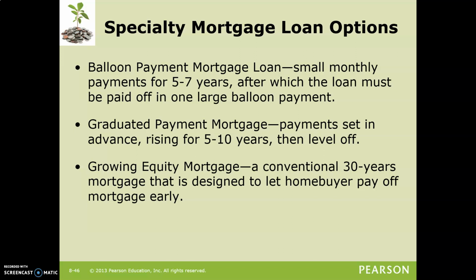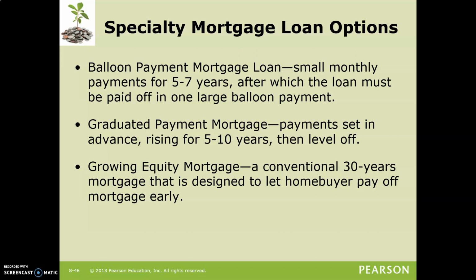You also have a graduated payment mortgage. With a graduated payment mortgage, the payments are set in advance in such a way that they rise steadily for a specified period of time, generally 5 to 10 years, and then level off. The selling point behind the graduated payment mortgage is that the initial payments are relatively low, so you are able to afford a house sooner. The assumption is that as your earning power increases over time, you'll be able to afford the rising payments.